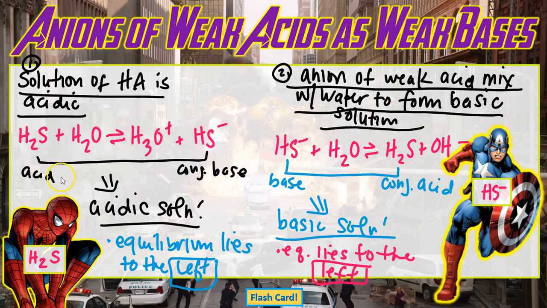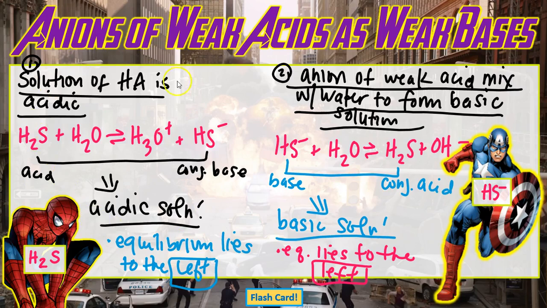Well, we can illustrate that by using H2S, Spider-Man, and its conjugate base, HS minus, Captain America. So we already know H2S, Spider-Man, is going to be able to donate a proton by shooting out the webbing, and then HS minus, Captain America, is going to be able to accept a proton by grabbing it, shielding its impact and then using it for its advantage. Okay, folks, that's the way I think of it in my head.